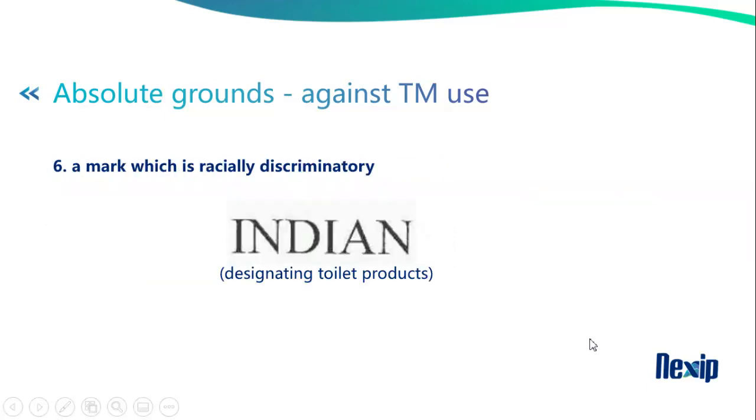Next one is a mark which is racially discriminatory. It cannot be used and registered as trademarks, such as Indian. This mark, when it designates toilet products, the Trademark Office of China will deem it as discriminating against Indian people, so it cannot be allowed for registration and use as trademarks in China.